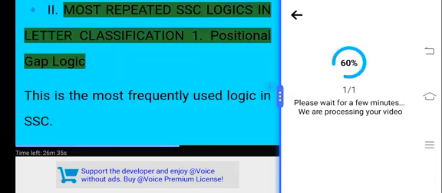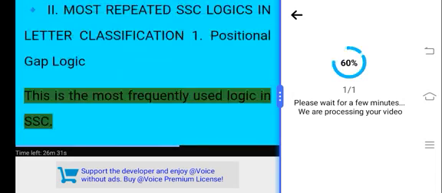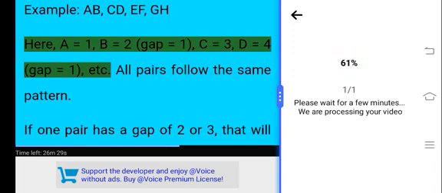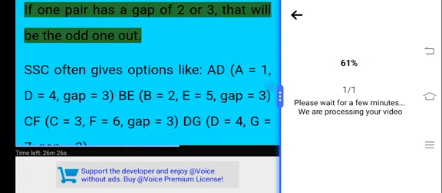Most repeated SSC logics in letter classification. 1. Positional gap logic. This is the most frequently used logic in SSC. Example: A, B, C, D, E, F, G, H. Here, A equals 1, B equals 2, gap equals 1; C equals 3, D equals 4, gap equals 1, etc. All pairs follow the same pattern. If one pair has a gap of 2 or 3, that will be the odd one out.